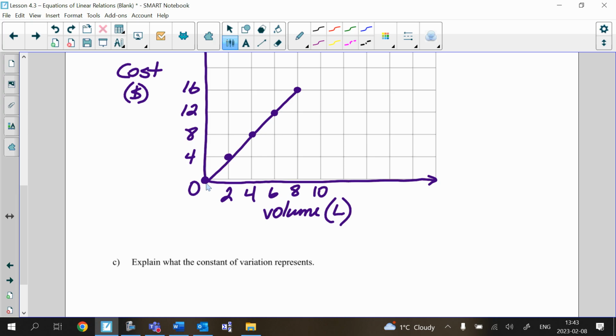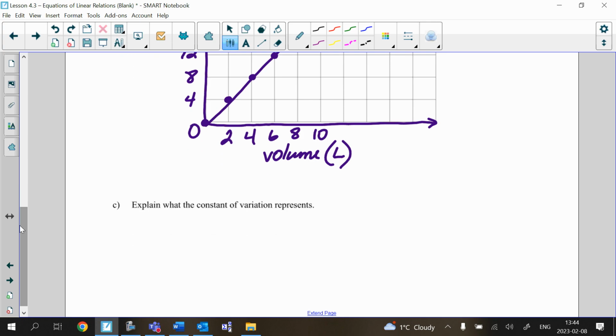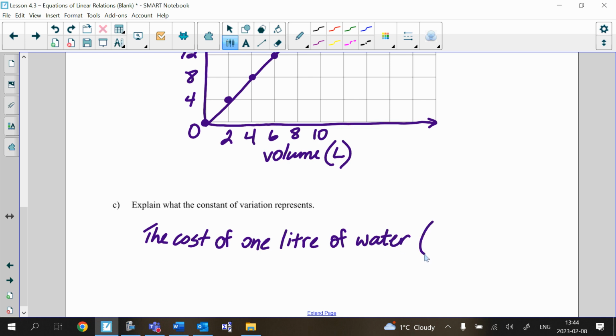And here, this last thing, what does the constant of variation represent? Well, it's the cost of 1 liter, or cost per liter, or cost of 1 liter of water. $2. Or we could say it's the cost per liter. That's fine too. So that's still linear. It's just a direct variation.